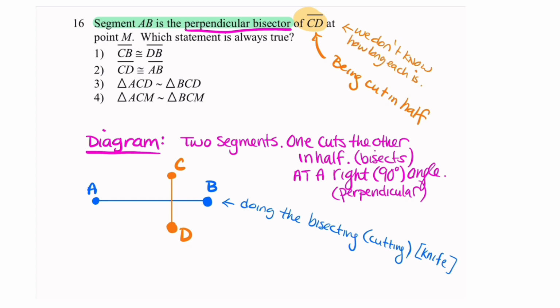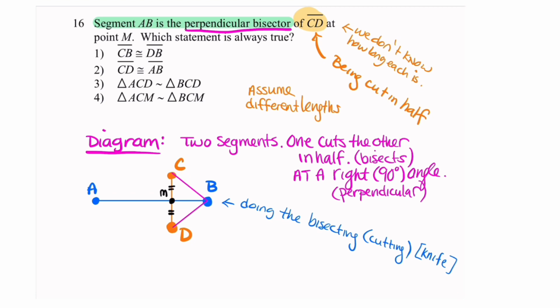but we know that CD is going to be cut in half at a 90-degree angle, because that's what perpendicular bisector means. So I will mark my diagram that it's cutting this segment in half at point M, and it does so at a 90-degree angle, which is the perpendicular part. So that's why it looks completely vertical and the other one is perfectly horizontal.